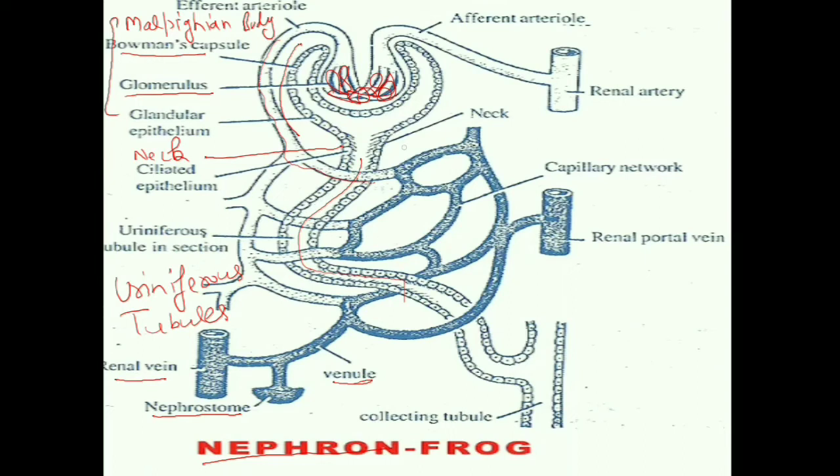The nephron gets its blood supply through the renal artery that makes up the glomerulus and comes out as the efferent arteriole, and another blood vessel, the renal portal vein, also joins it, and together they make up venules. The venules make up the renal vein, which opens outside the coelom by apertures called nephrostomes. Now you see the tubular part of the nephron going down, and after going down it joins another tubule called the collecting tubule. Now this can be seen in another view.